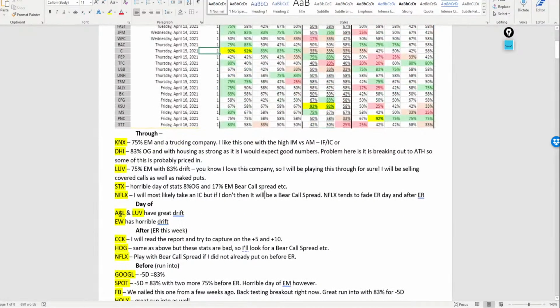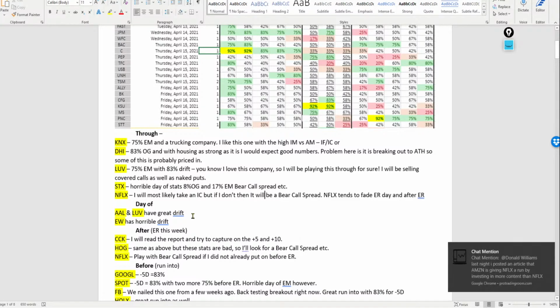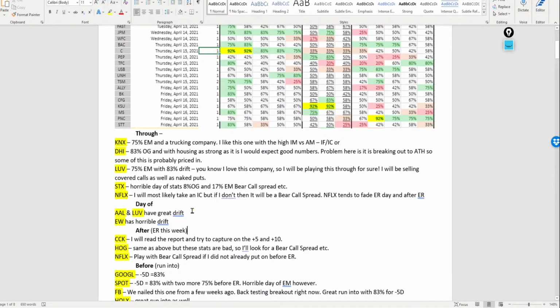Now, day of AAL and LOVE, you can look at the ER sheet. They have great drift, and then EW has horrible drift. So I think this is Edwards Lifesciences. Flip them, right? That's how I'm looking to play those.